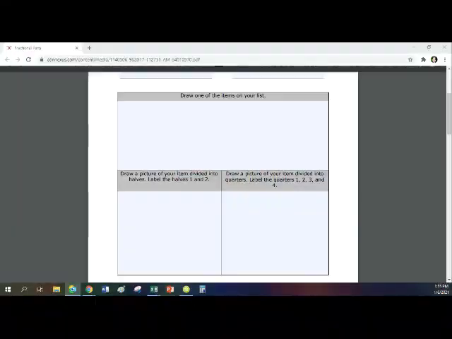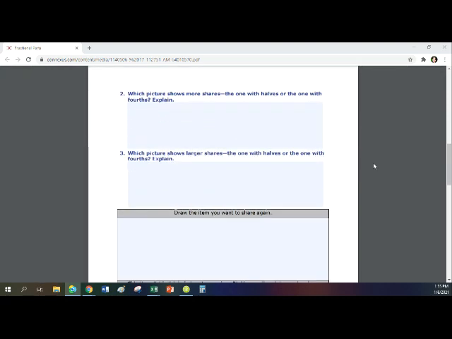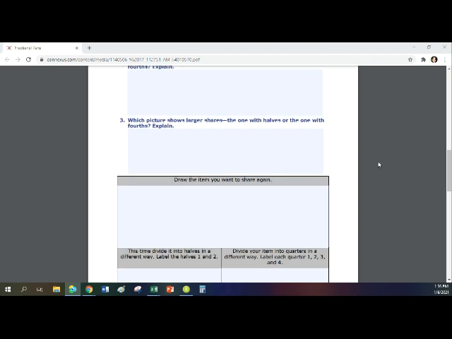So that is the first page, but there's more. So let's look at the rest of our worksheet. If I scroll down, question number 2 says, which picture shows more shares? The one with halves or the one with fourths? Explain. So think about that cookie. Which one has more parts that I could share with my friends?